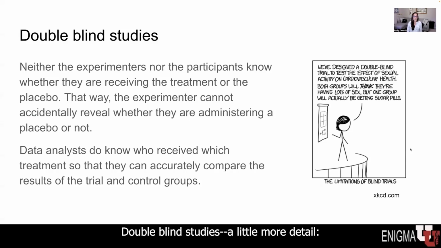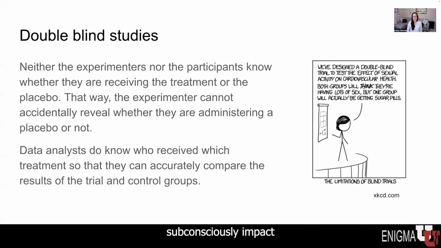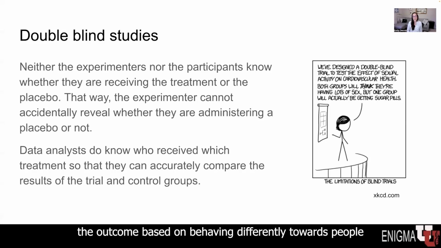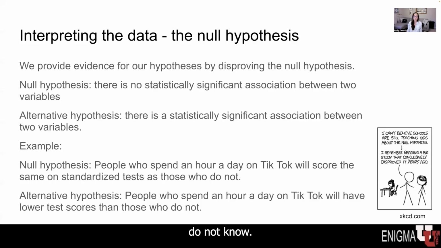Double-blind studies, a little more detail. In these studies, neither the experimenters nor the participants know whether they are receiving the treatment or the placebo. That way, the experimenter cannot accidentally reveal that they're administering a placebo or not, and they cannot subconsciously impact the outcome based on behaving differently towards people who have received the placebo versus the real condition. Data analysts, as I said, will know who has received which so that they can actually compare things, but for the duration of the study, the experimenters do not know.